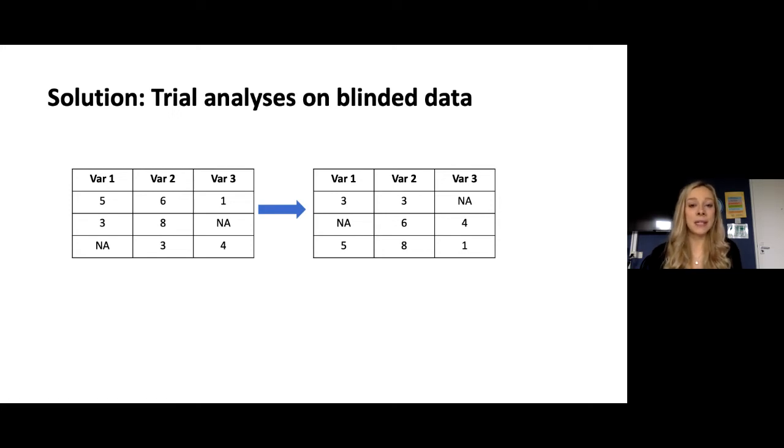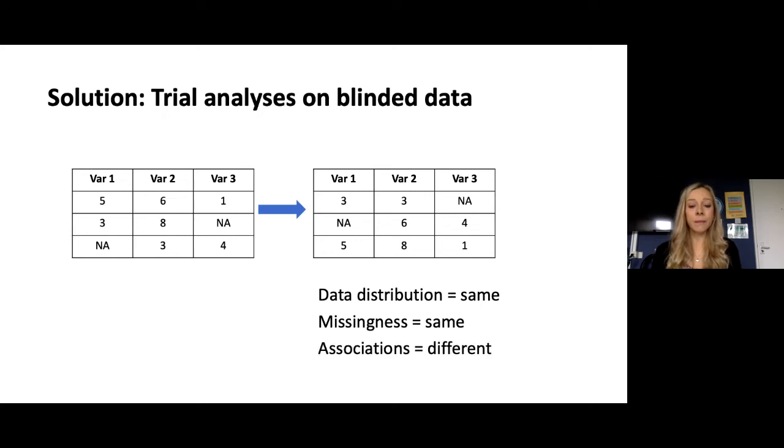And importantly, this means that the data distribution is the same in the blinded data set. So the means and the variances will all be the same. The amount of missingness is also the same in the blinded data set, so we can assess the amounts of missing data that are present. But importantly, any associations between variables will be different in the blinded data set. So we wouldn't gain any insight into the overall results.